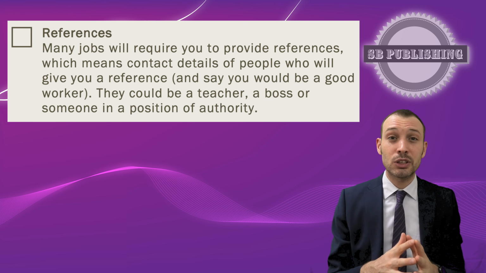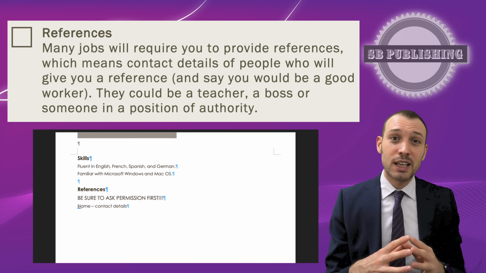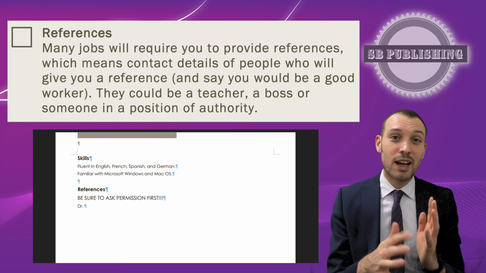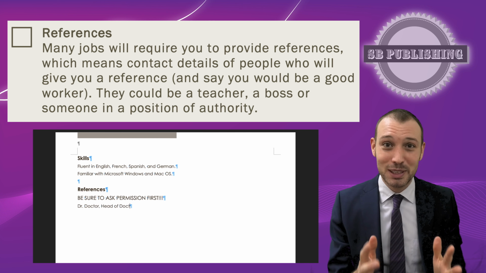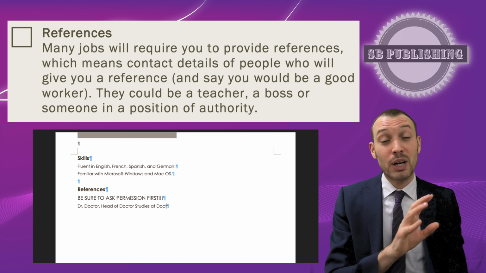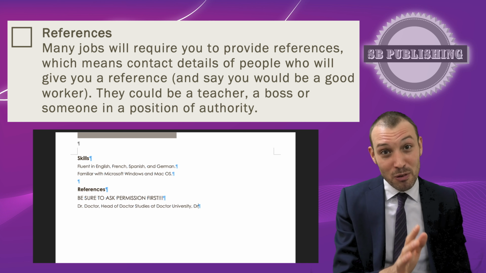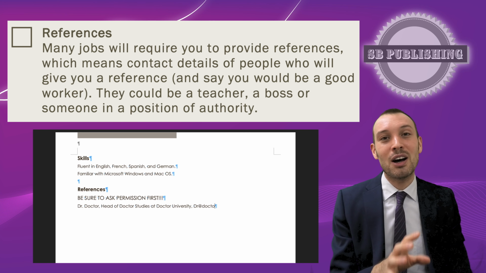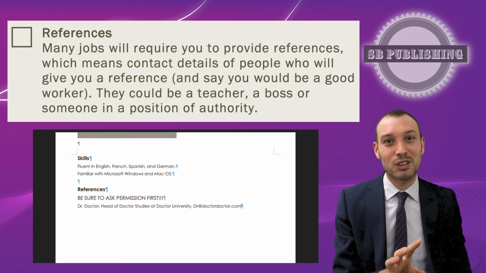So the last one today is your references. Many positions will ask for a reference. A reference is basically a person that they can contact, and that person will then confirm that you are a good worker or you have the potential to be a good worker. So make sure you write down their name and contact information. But it's very, very important that you ask the person before you write them down as a reference.